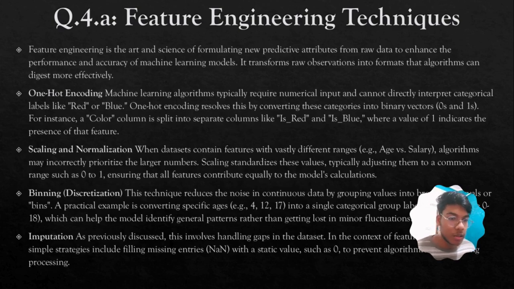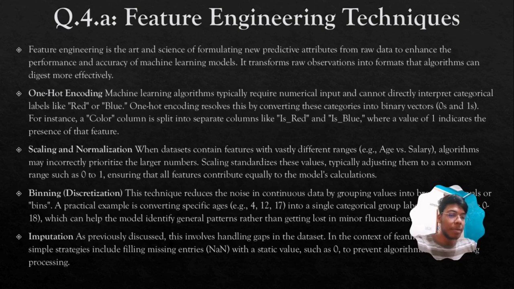Binning, also known as discretization, is a technique to reduce the noise in continuous data by grouping values into broader intervals or bins. A practical example of it is converting specific ages, such as 4, 12, 17, any range of ages, into a single categorical group labeled as children, aged from 0 to 18.